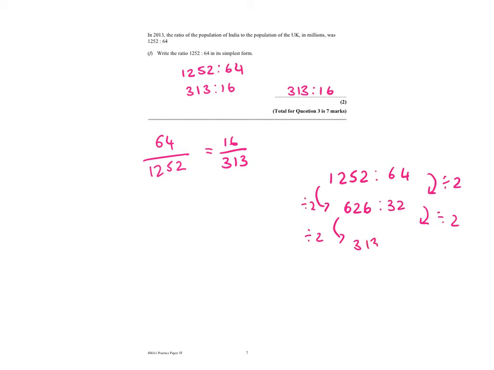We're going to get 313 and 16. Now 313 and 16, we can't divide by 2 again because 313 is not even. Can't divide by 3 because we know that 16 doesn't divide by 3. And the only other factors of 16 are even numbers, which 313 isn't, so we know it's in its simplest form.